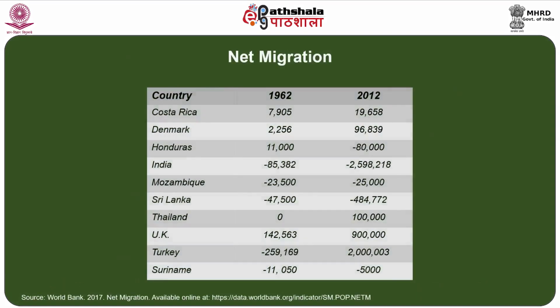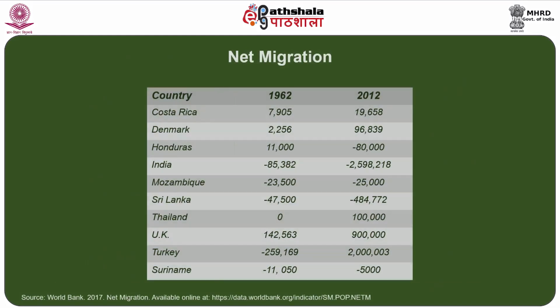1962 and 2012. The data on net migration as depicted in table 3 for some countries in 1962 and 2012 can be compared, wherein the negative figures indicate more migrants leaving the country, that is emigration, than entering the country, while positive figures indicate that there are more migrants entering the country, that is immigration, than leaving the country.